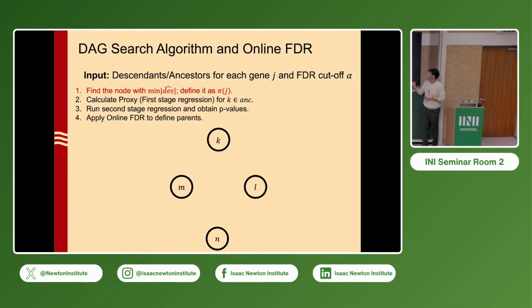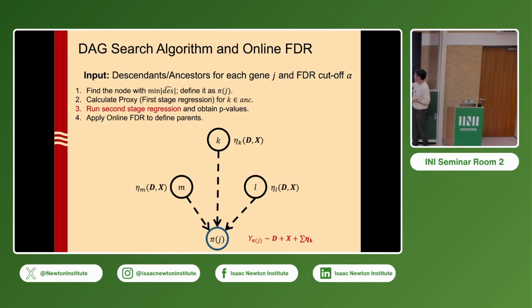So to give you just a heuristic or idea of this: among the existing nodes, we find a node with the minimum number of descendants and put that one at the bottom. Then we already know what the ancestors are, so we estimate this eta for the ancestors of the bottom node. Then we can fit the second-stage regression and get the p-values. Then we do some sort of p-value adjustment to learn the actual direct parents.